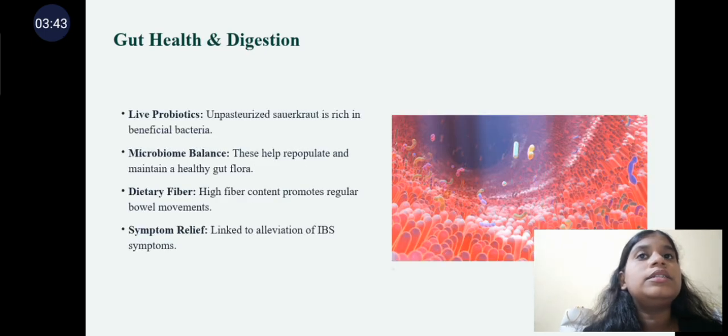Gut health and digestion. Sauerkraut provides many beneficial digestive health benefits. It contains live probiotics, which help to maintain a healthy balance of gut bacteria. It is also rich in dietary fiber, which supports healthy digestion and regular bowel movements. Some studies suggest that the probiotics in sauerkraut may help to reduce symptoms of digestive disorders such as irritable bowel syndrome, or IBS.